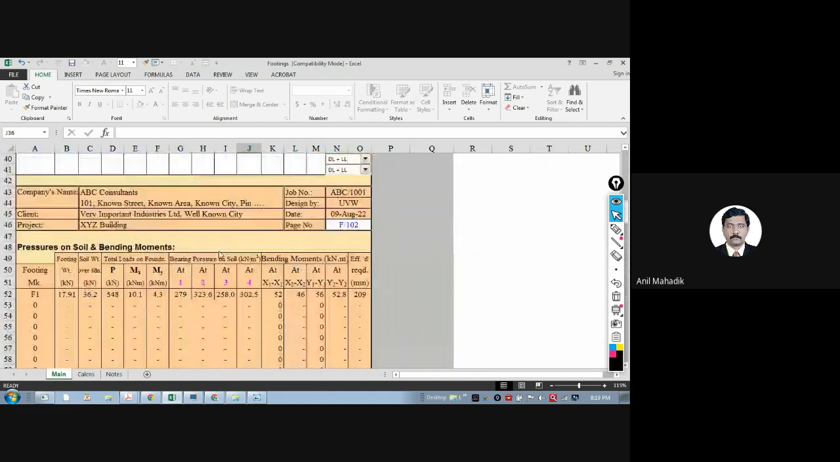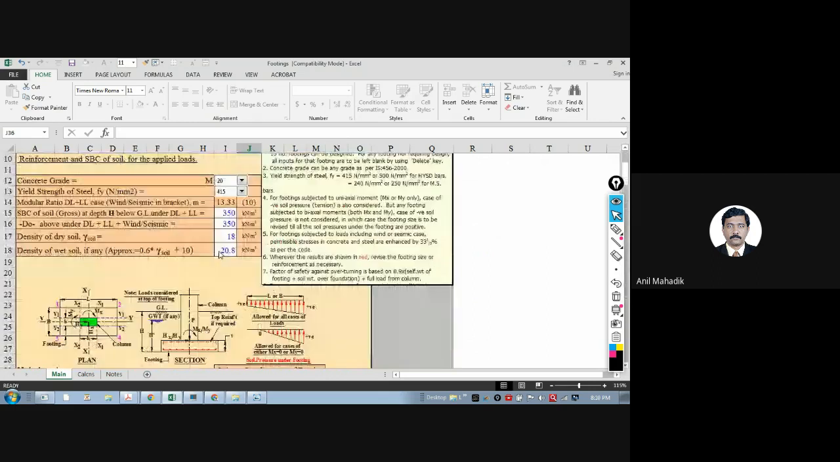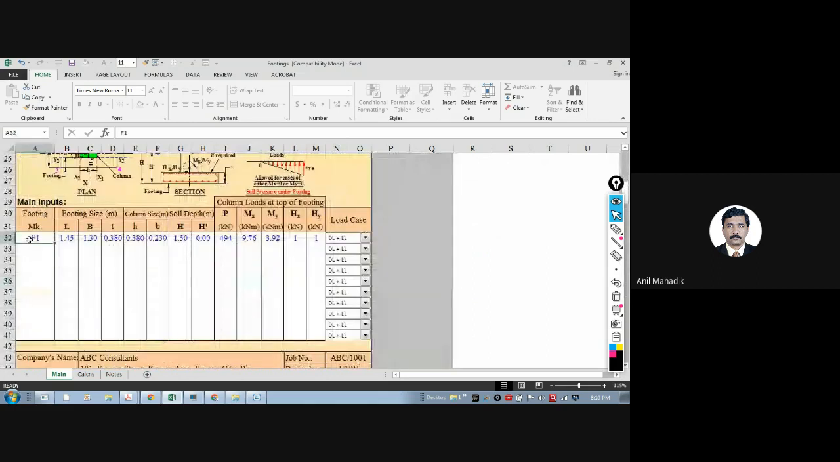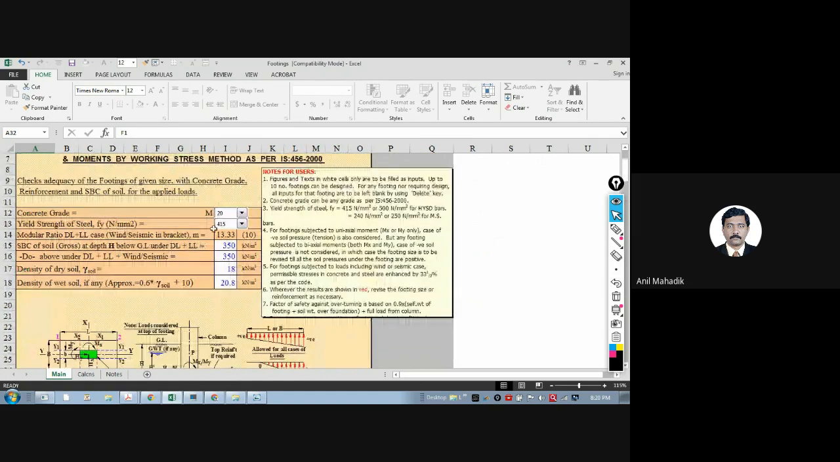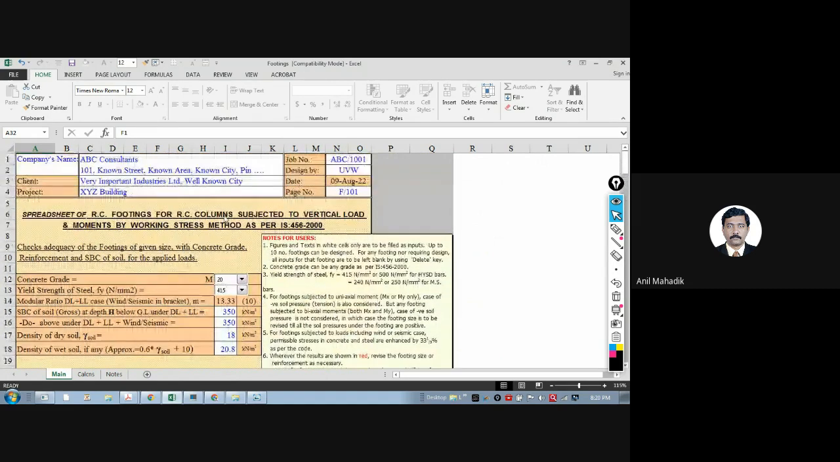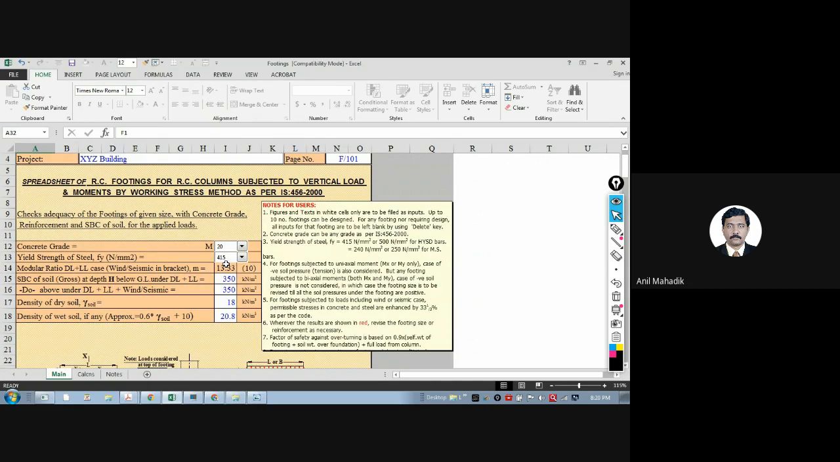So okay, this is a sheet and there are inputs, and the inputs are only in white color. Keep in mind, you cannot edit anything in between. This colored area you cannot edit. The input is only this white portion. Here you have to assume the grade of concrete, whatever you want, 20, 25, 30. Let's assume 20 grade of concrete and steel grade 500. Okay. So this is the assumption.